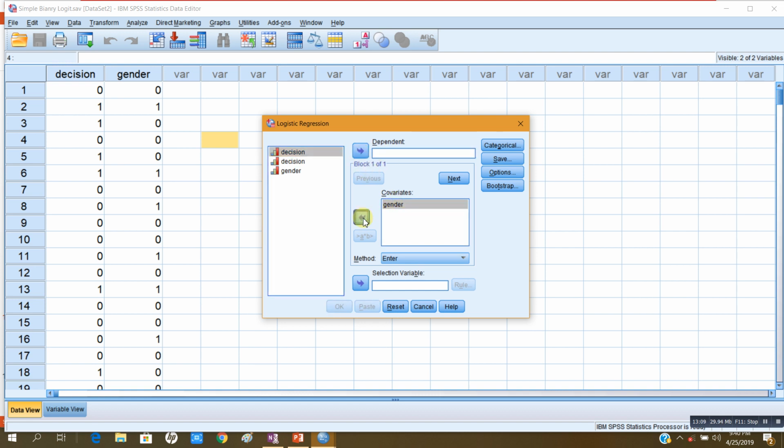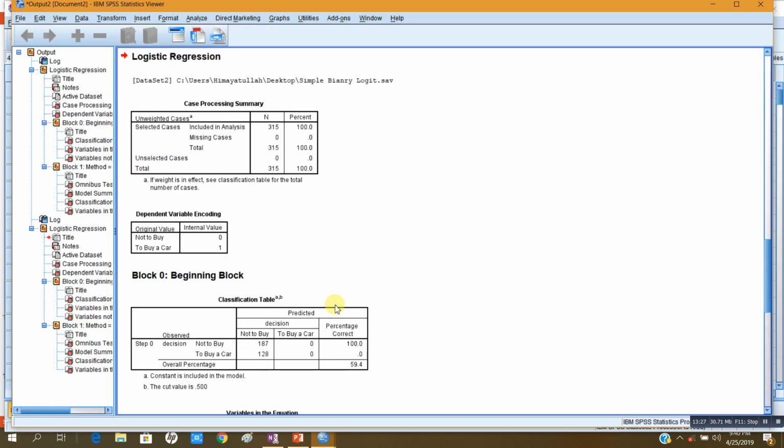Here is my decision variable, that is my dependent variable, and this is my predictor, so I will send it here. If I press OK, it gives me output. So first of all, you see this shows data set 2, and this file is on my desktop, and this is the logit save. This is the name of the file, simple binary logit save.